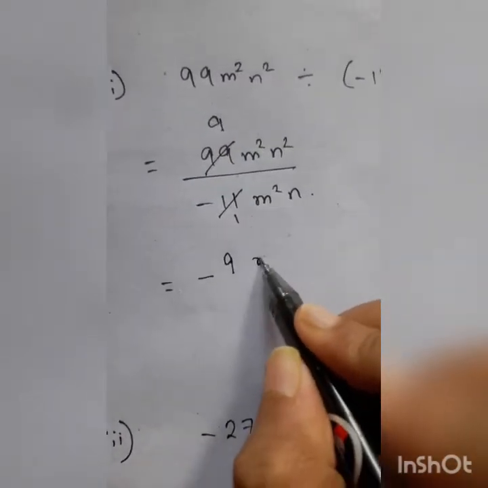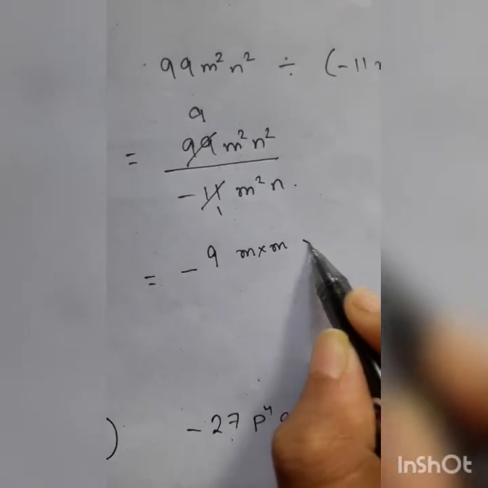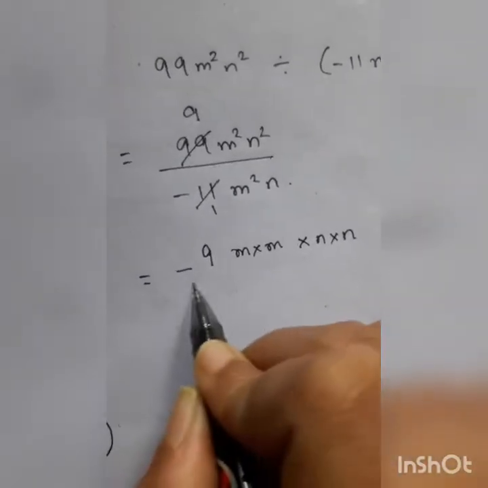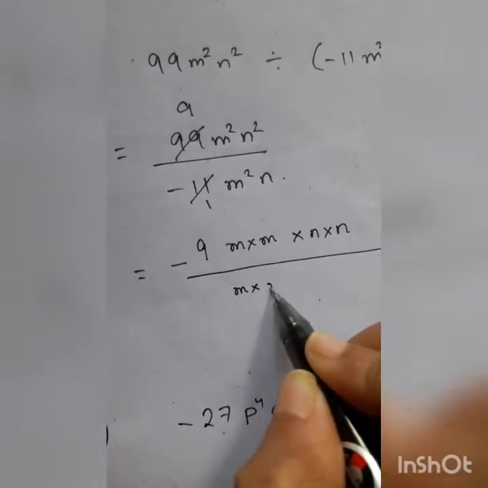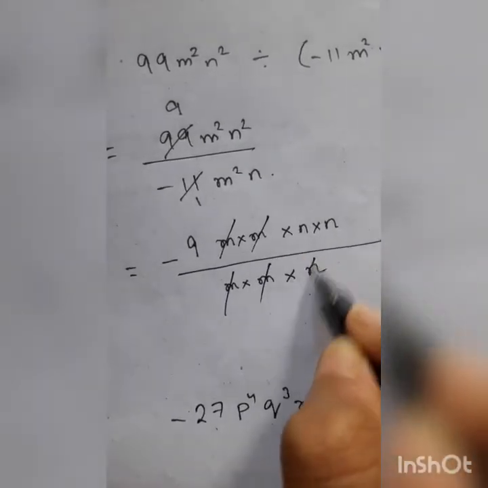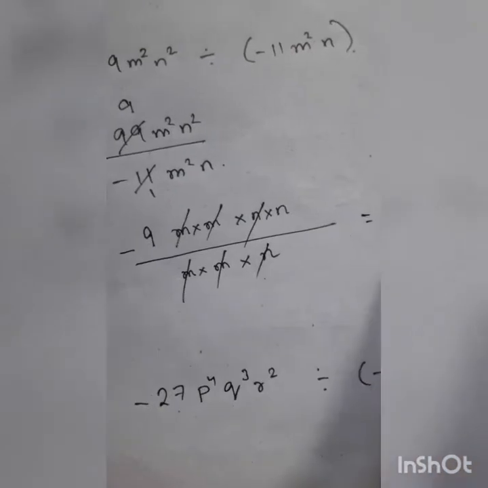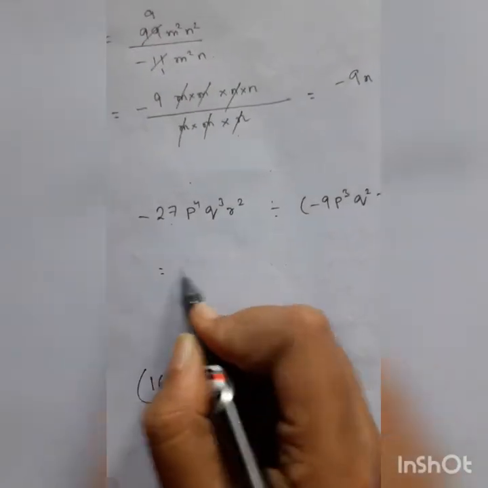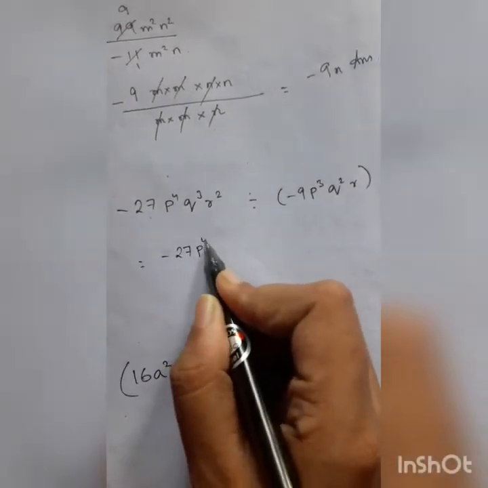m square means m into m, n square means n into n. Whole divided by m square n means m into n. So m and m will cancel like this, and n will cancel. So you are left with minus 9n. This is your answer.